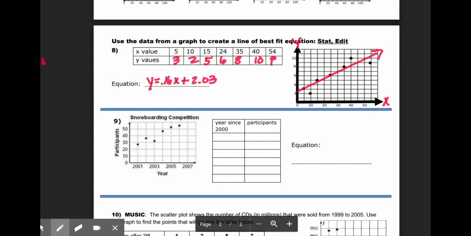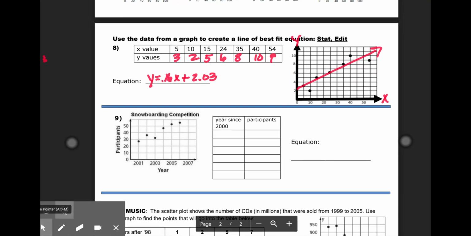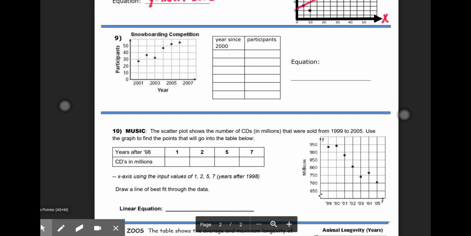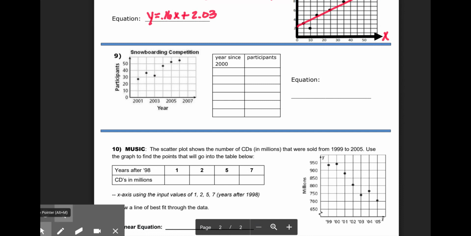And it is kind of difficult to draw it, but you just do the best that you can. All right, so let's go ahead and take a look at number 9. So on anything like that, where you're dealing with the years, notice it says the years since 2000 right there.